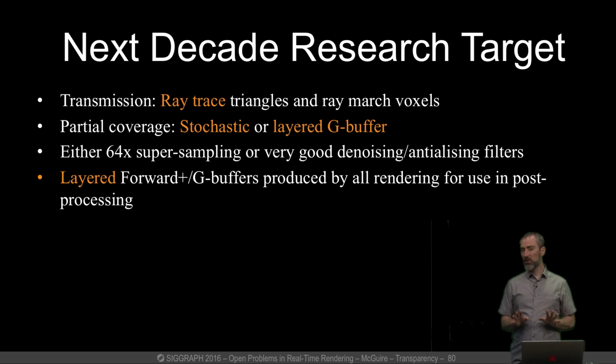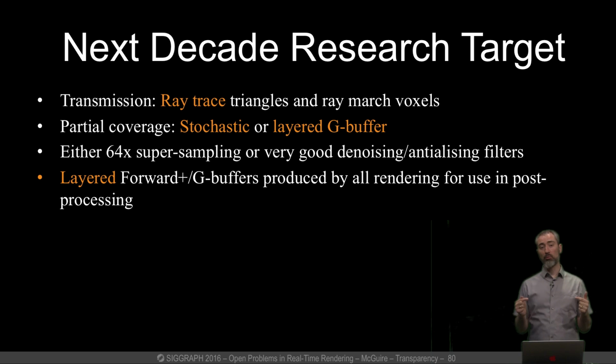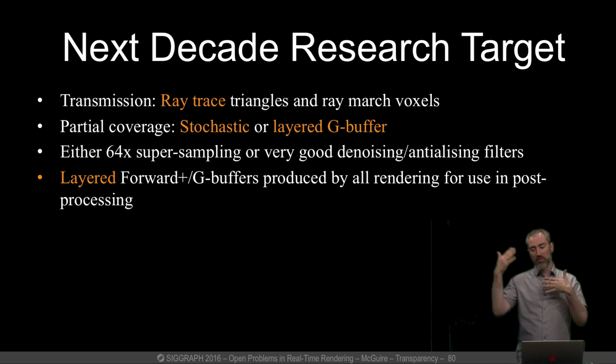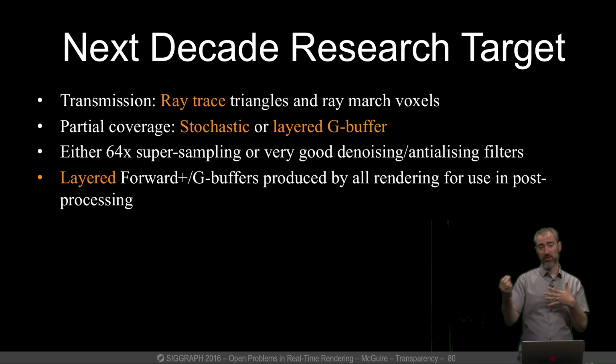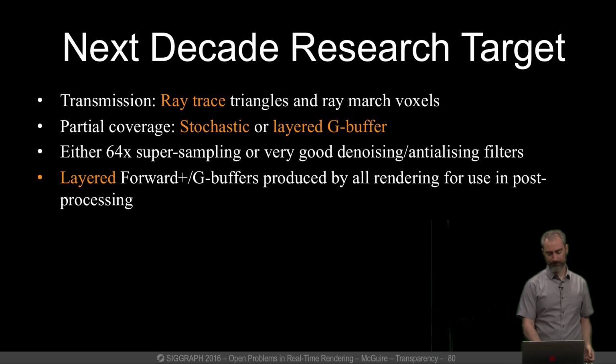Regardless of how the primary rays are rendered, I think they need to output to a layered frame buffer. You can call this a forward plus or a G-buffer, but basically we need to have multiple layers. Now those layers might not be used for the visible rays. We might have outputted a correct value for the visible ray from the ray tracer, but we still need to produce the layered G-buffer because that's what we feed into post-processing.